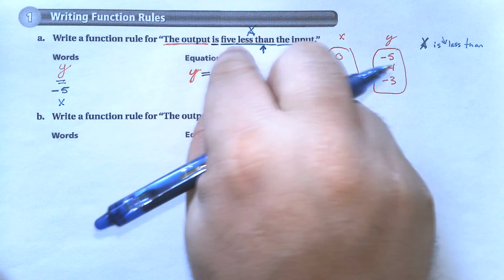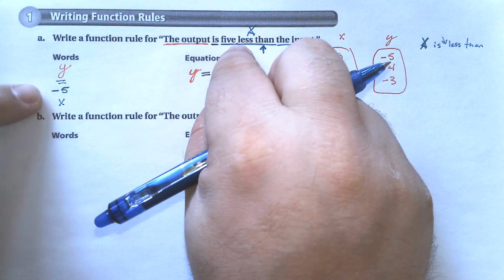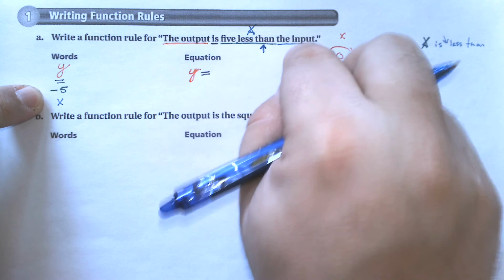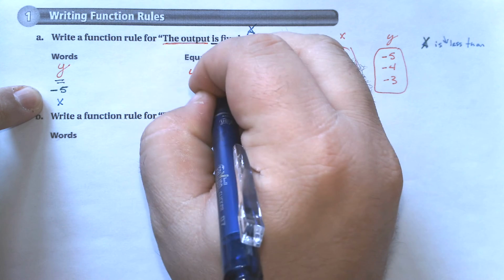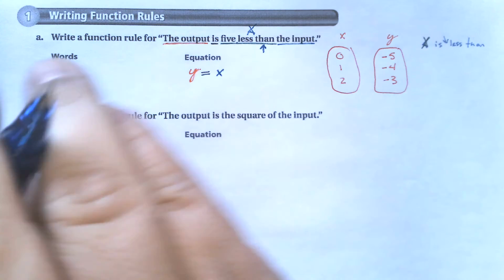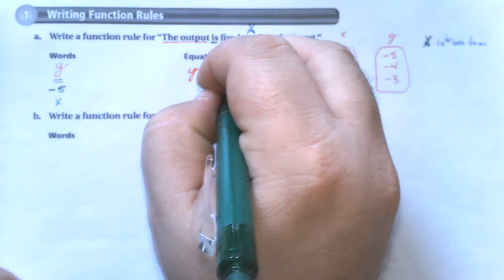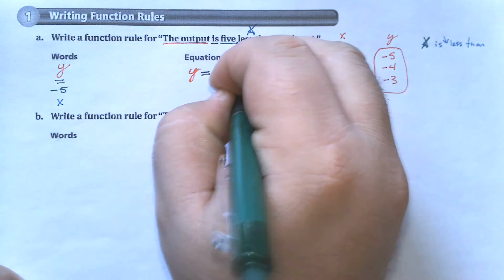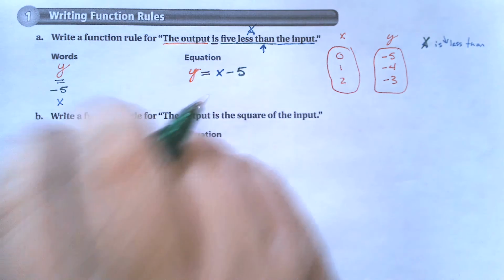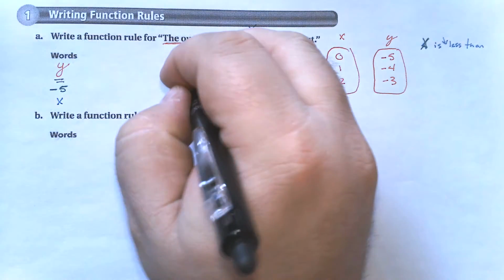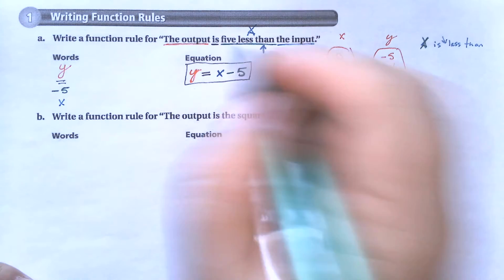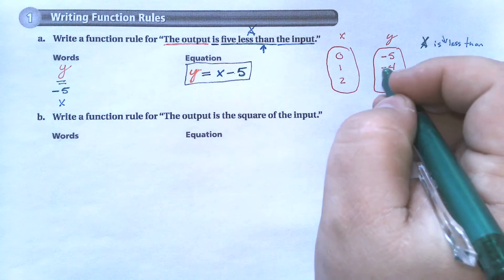So what that means is I don't want to write 5 less first, even though I have it listed first and it's first in my sentence. The word than means start here. So I need to go with x, and then I need to write my 5 less. And this is the equation that I end up with. Now this equation tells me whatever I put in for x, subtract 5 to get my y.